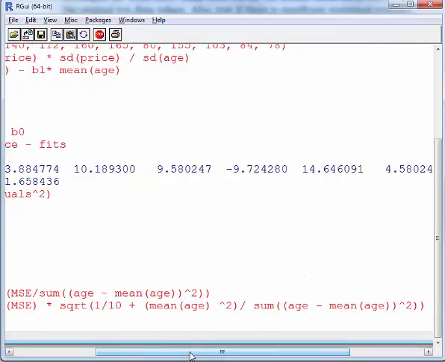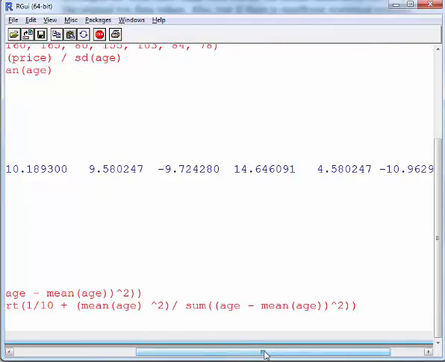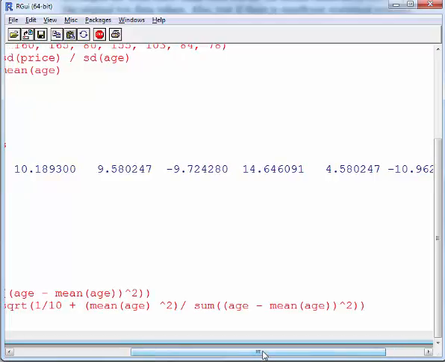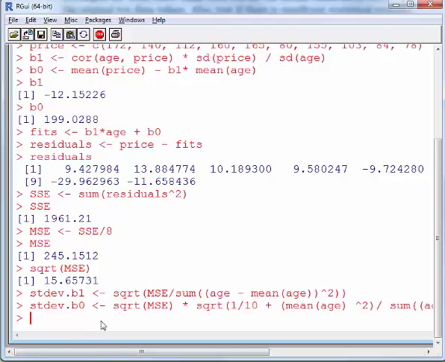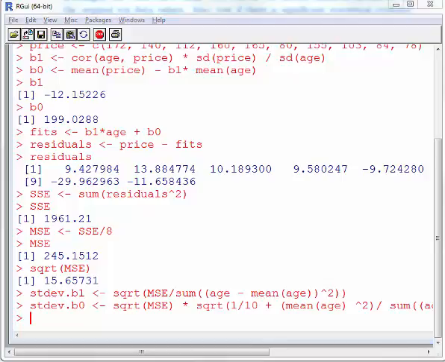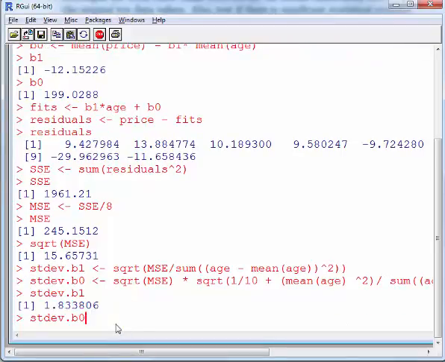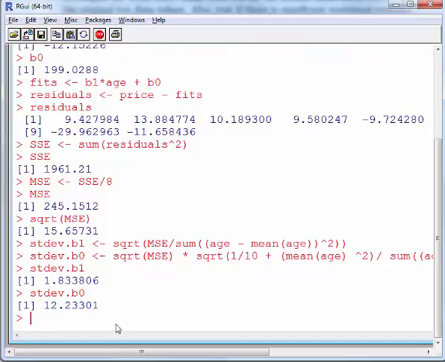I hope you can see all that. You should check the formula in the notes and see that it's the same. Remember, the derivations of those formulas are in your textbook, so you can check that out if you want. I can see them here if I want to. There they are.